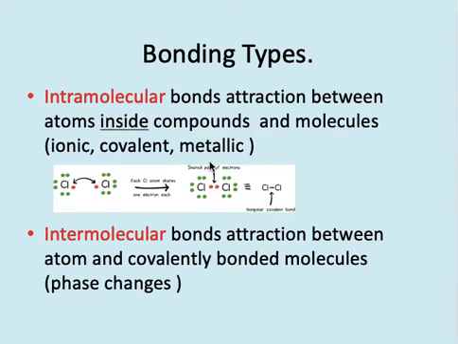Today we're going to talk about bonding types, or the different types of bonds. The first type we know about is intramolecular bonds, and that's the attraction inside atoms themselves or inside a molecule themselves. This is what forms ionic or covalent or even metallic bonds.